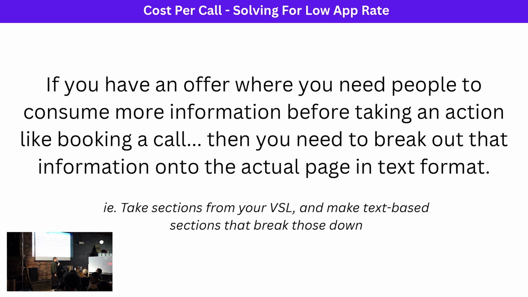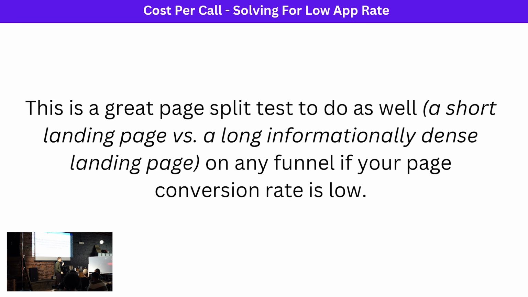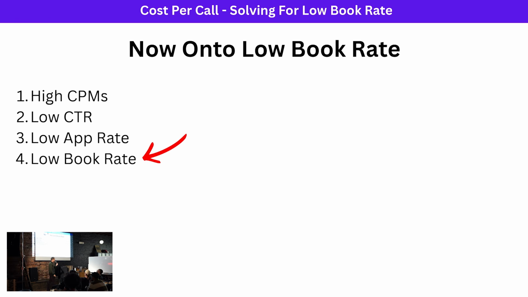Another thing to consider is if you have an offer where you need people to consume more information before taking an action like booking in a call, then you need to break out the information onto the actual page in text format. So take the sections from your VSL, make text-based sections on that, just put them on the page. So it's a great split test. You can do a short page versus a long page on any funnel if your conversion rate's low. So just like switch it. The long page, make it shorter.